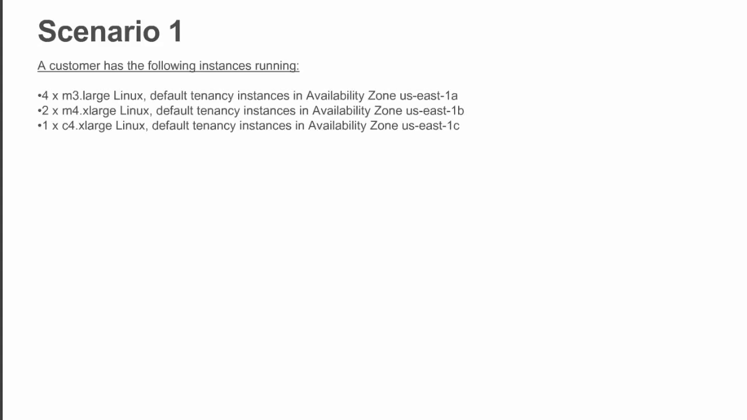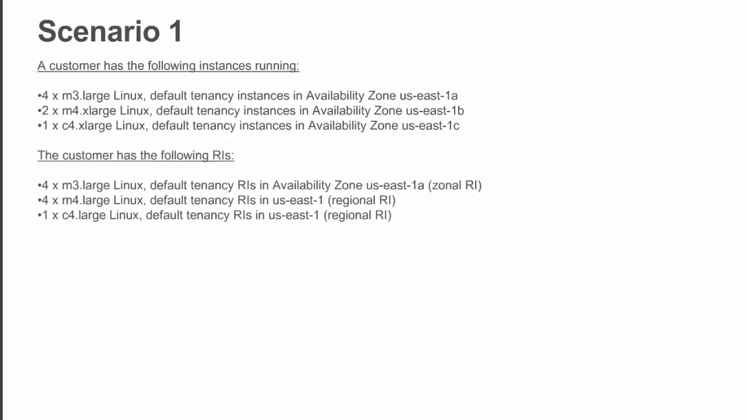Now let's walk through some scenarios to explain how RIs are applied. In each of these scenarios, the customer has a set of instances running and a set of RIs, and we will explain how the RIs get applied to those instances. Let's say a customer has the following instances: 4 M3 large Linux default tenancy instances in the US East 1A AZ, 2 M4 extra large Linux instances in the US East 1B AZ, and finally a C4 extra large Linux instance with default tenancy in the US East 1C AZ.